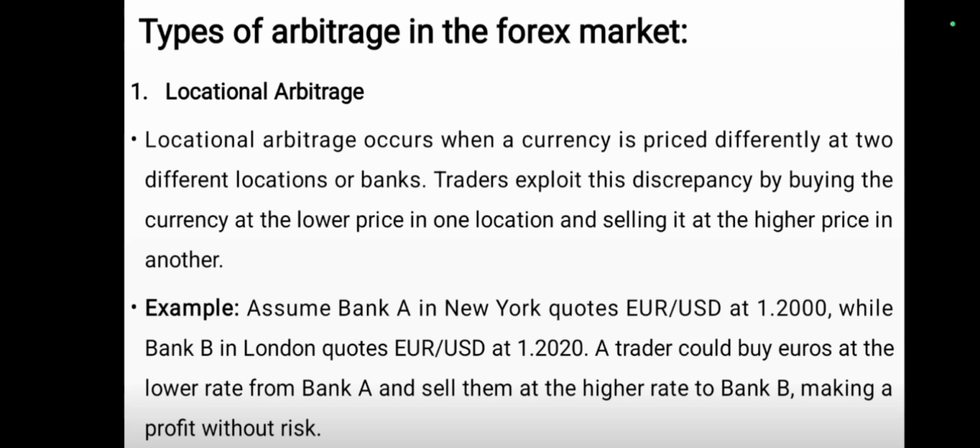Here we are given an example. Assume bank A is in New York while bank B is in London, and you can observe the rates. Wherever the rate is low, we are going to buy there. Wherever the rate is high, we are going to sell there to make a profit.